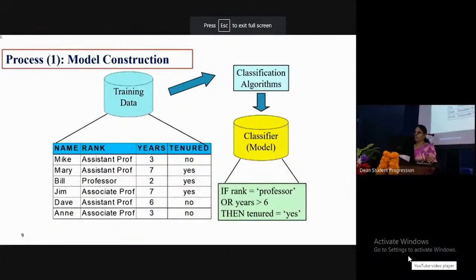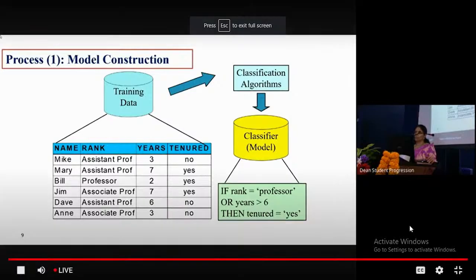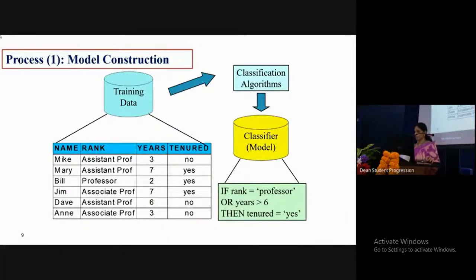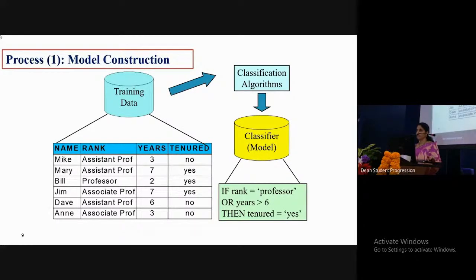Now, if you can see, using the classification algorithm, a model has been built. And what is the model saying? The model is saying if the rank is professor, or if the number of years of experience is greater than 6, then if either condition is true, you can simply say that he or she is tenured. Now, suppose I have an unknown person, and I just tell his rank, or the number of years of experience. I can make out whether he's tenured or not.